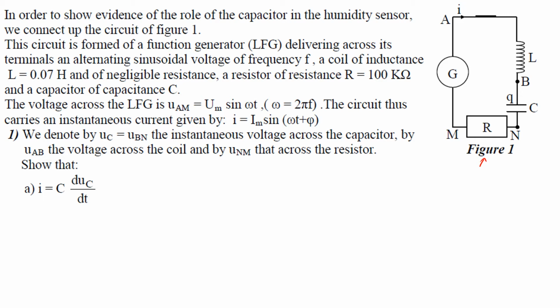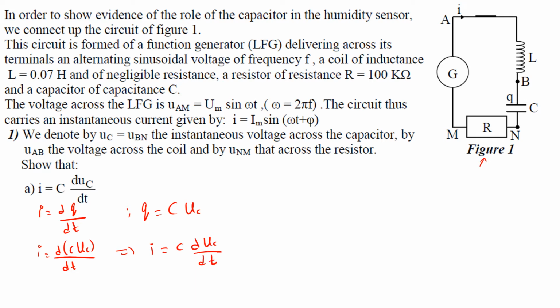So i equals C dUC by dt. Okay, first thing, i is equal to dQ by dt. But we know that Q is equal to C multiplied by UC. So i is equal to d by dt of C UC. C is constant, so we take it out, and we get i is equal to C dUC by dt. We proved the first part.